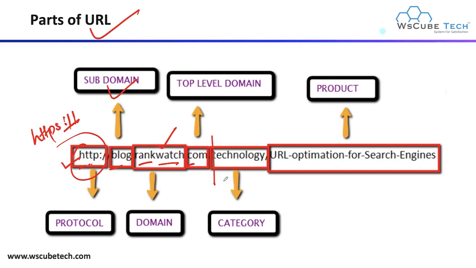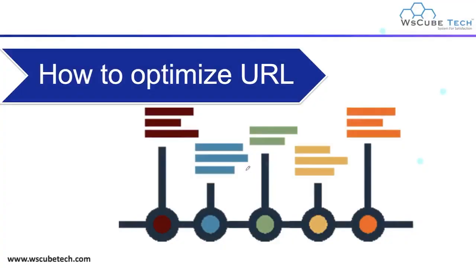After that, we have /technology. What does this technology define? This is your category. It is a website subfolder, or you can say path. This needs to be descriptive. For example, here we can use technology as the category. And after that, this is your product, which is the actual page of the website that has been clicked for. So these are the parts of a URL.